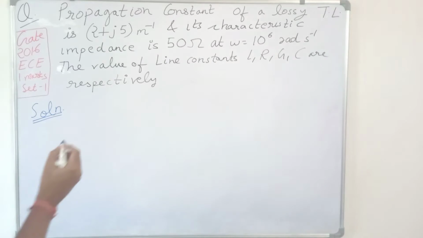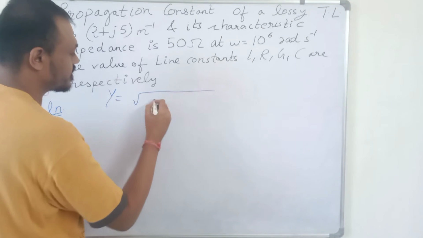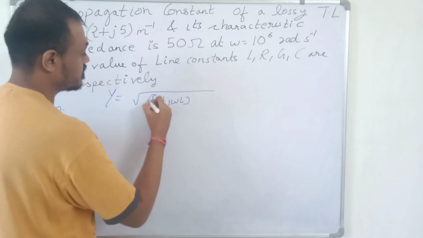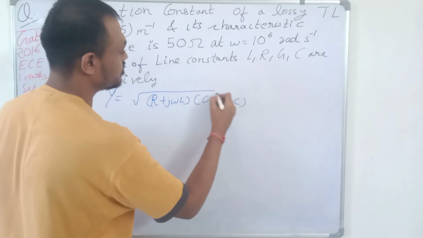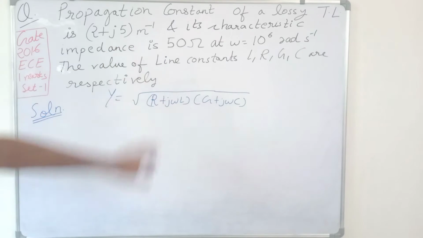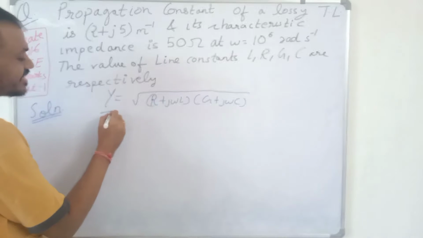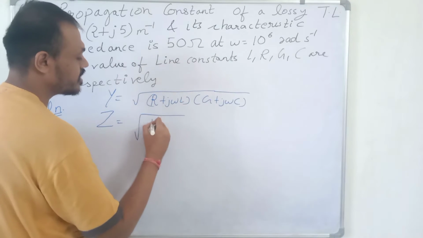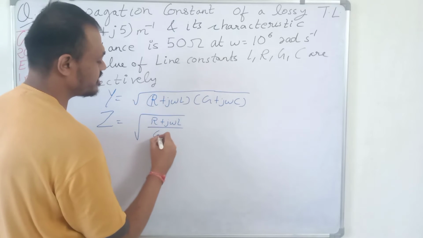The propagation constant is denoted by gamma and its formula is under root of (R plus j omega L)(G plus j omega C). And the characteristic impedance of the same transmission line is given as 50 ohm. The characteristic impedance is denoted by Z, and its formula is under root of (R plus j omega L) upon (G plus j omega C).